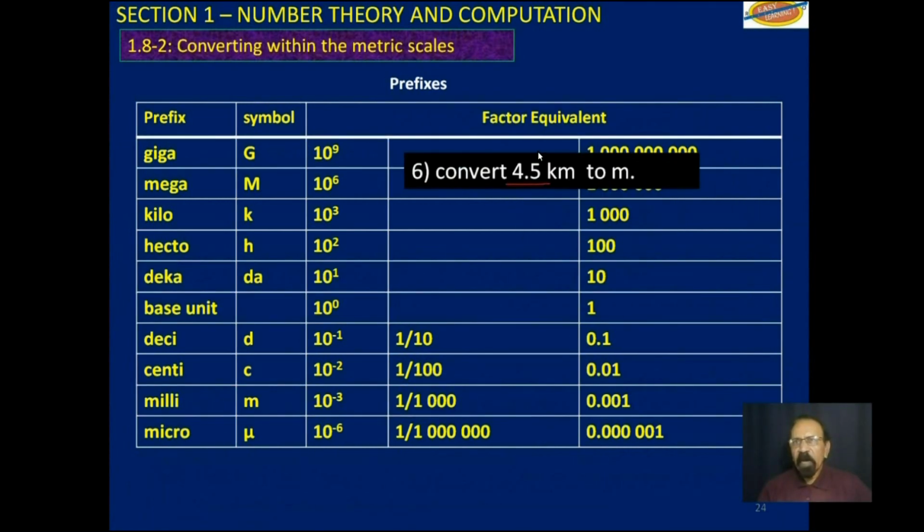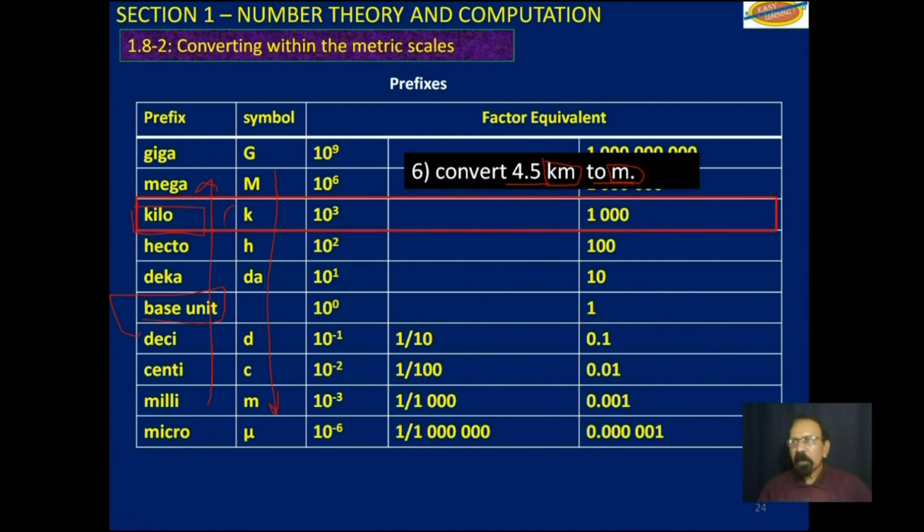Convert 4.5 kilometers to meters. Now we are going from large to small. So kilometers is up here, meters is the base unit, is down here. So instead of going up like we were doing just now from small to large, now we are going from large to small. In that case, we were dividing by the factor difference. In this case, obviously we will have to multiply by the factor difference.